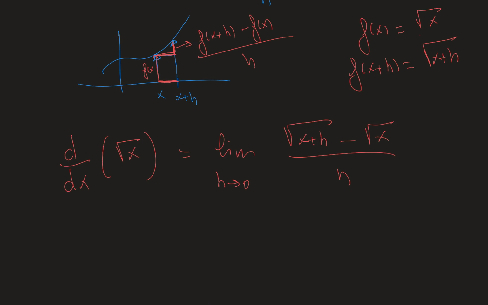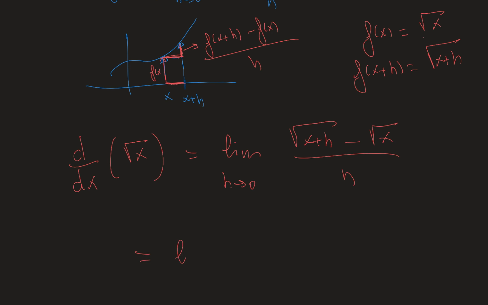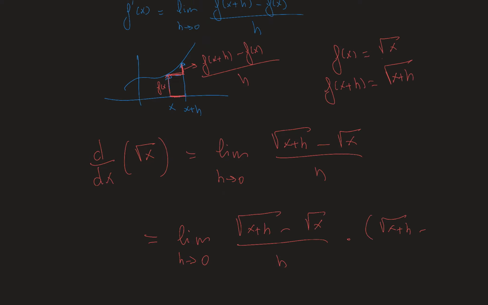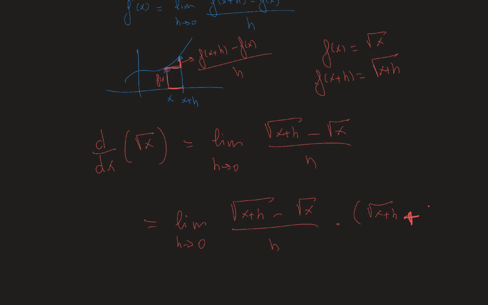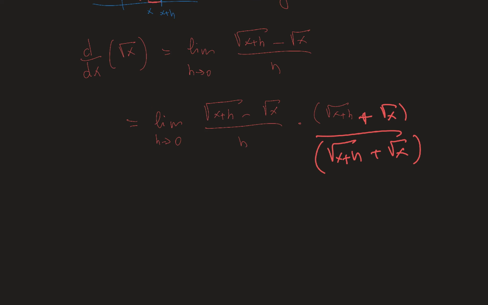Minus f of x, minus the square root of x, divided by h. Now you need to do this limit, but as I have shown you, to do this limit, you multiply by the conjugate of the numerator. Let's multiply by the conjugate: a square root of x plus h plus a square root of x, divided by the same thing, so we don't alter anything because we are multiplying and dividing by the same. See, numerator and denominator are the same thing.